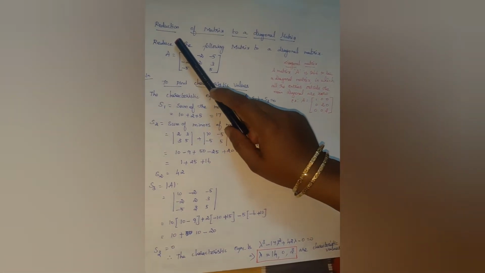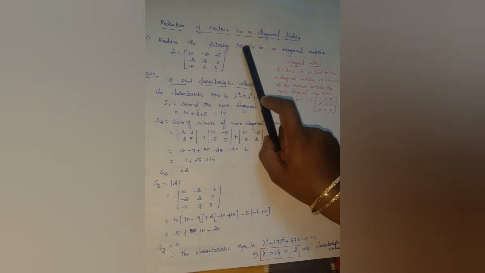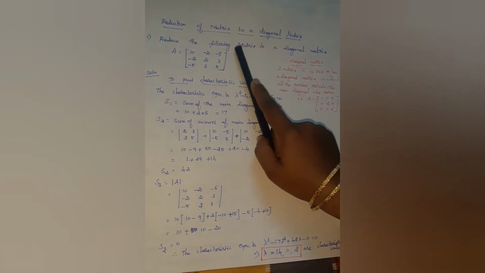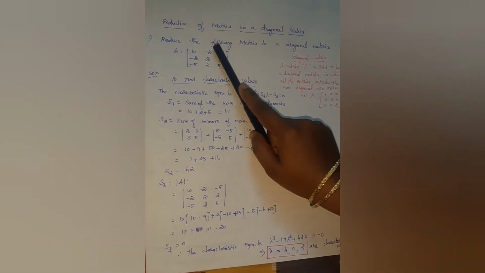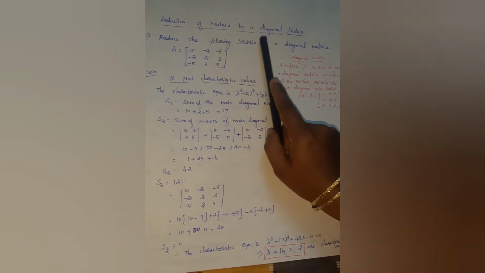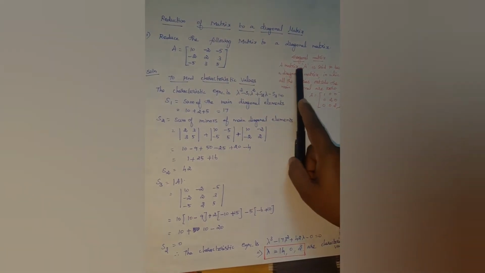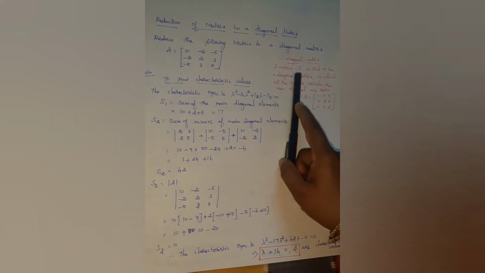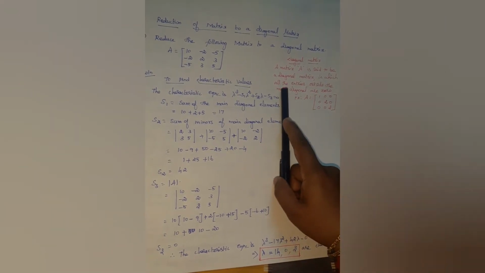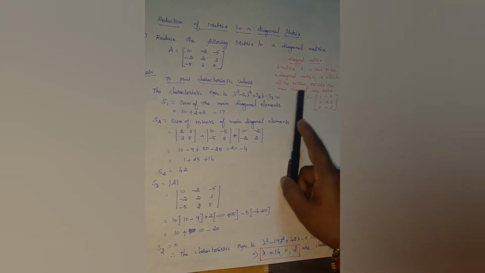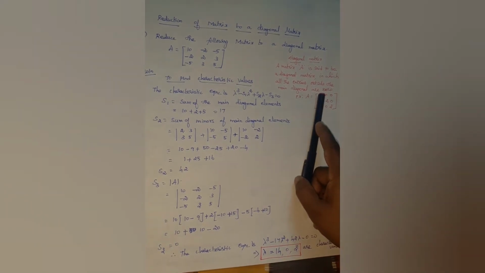Now let us see reduction of a matrix to a diagonal matrix. That is, you are going to reduce a given matrix to a diagonal form. Before that, you have to know what is a diagonal matrix. A matrix A is said to be diagonal if all the entries outside the main diagonal are 0.